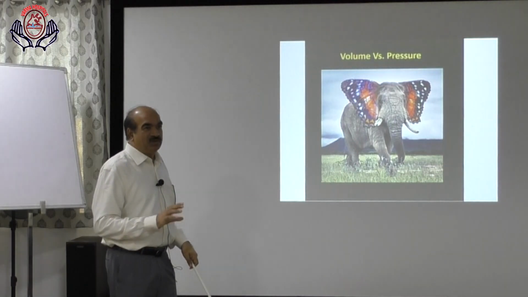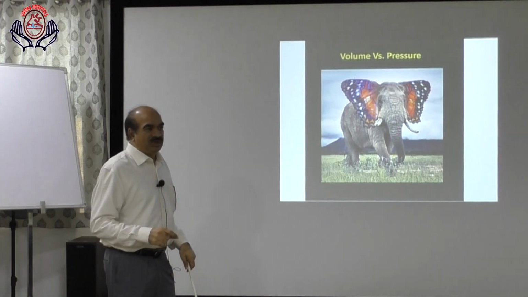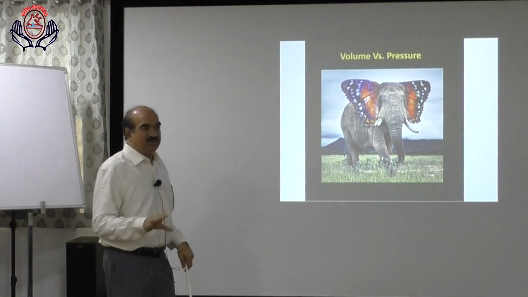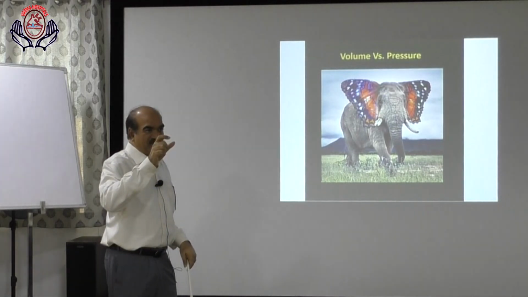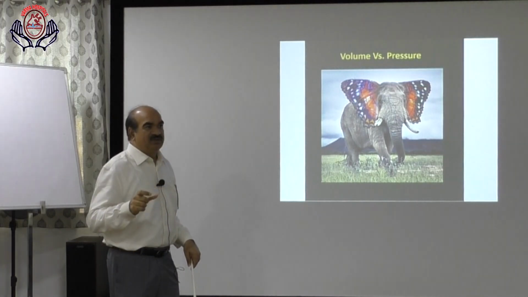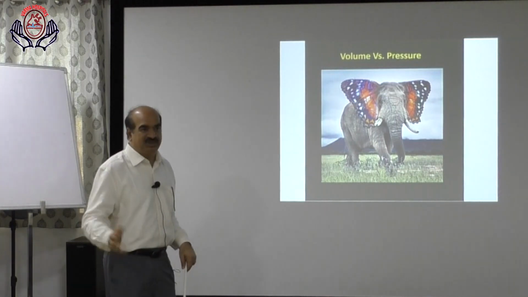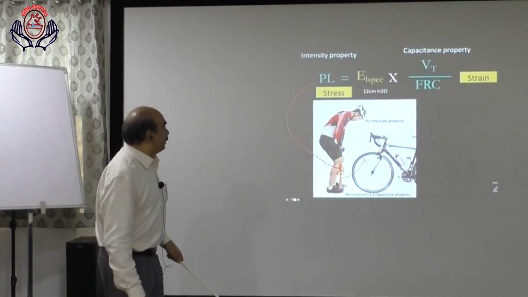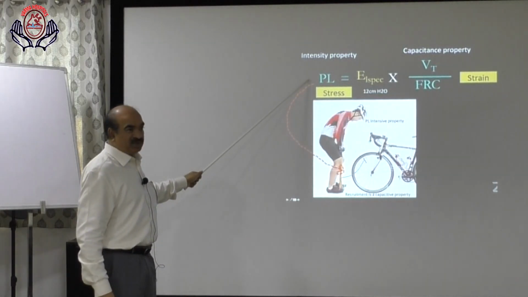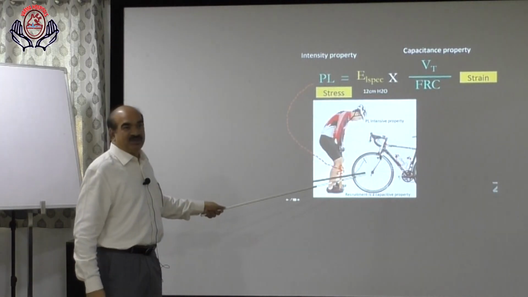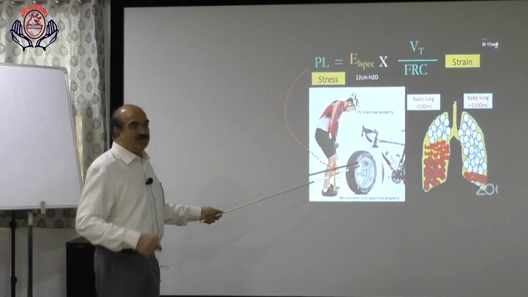Volume control mode, or pressure control mode? Routinely we start with volume control mode. With inspiratory hold, depending on the peak pressure and plateau pressure, and depending on how compliance or resistance is affected, you can change to pressure mode. That we will discuss later. We should know stress and strain, the intensity property from the ventilator side and the capacitance property from the patient side. If compliance is low, there will be more strain to the lungs.